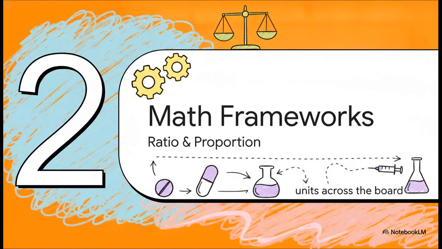Section 2, Essential Math Frameworks, covering ratio, proportion, and dimensional analysis. Let's transition to our essential math frameworks now. Think of this like we're working on a virtual whiteboard together. We're going to build the two most reliable engines for solving pharmacy math: ratio and proportion, and dimensional analysis. Now, the absolute golden rule for both of these: keeping your units perfectly consistent across the board.